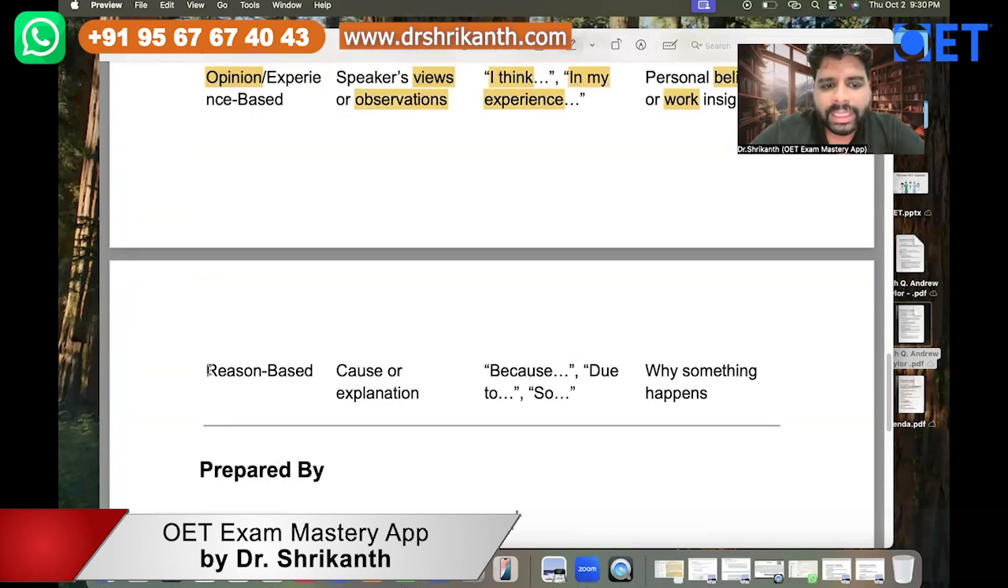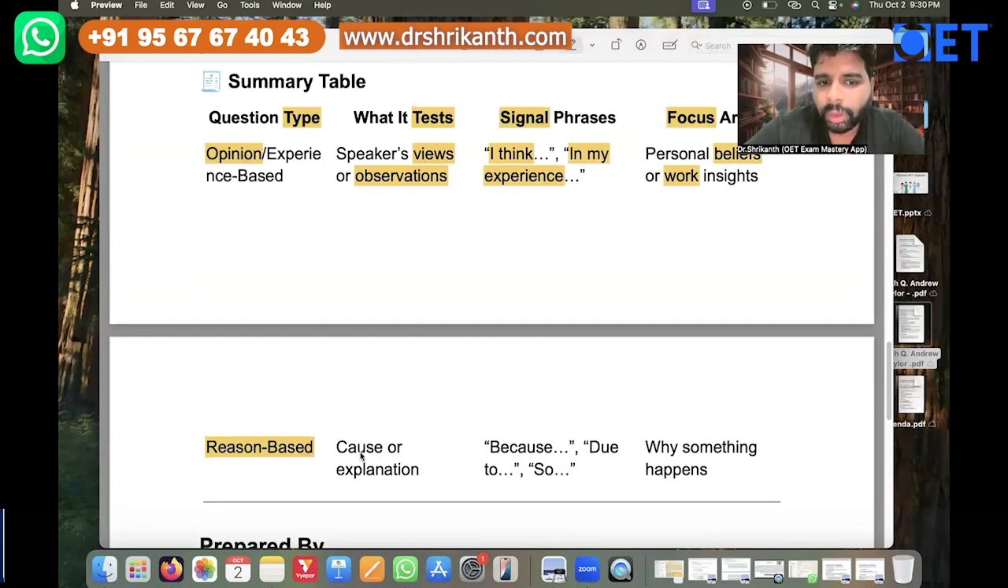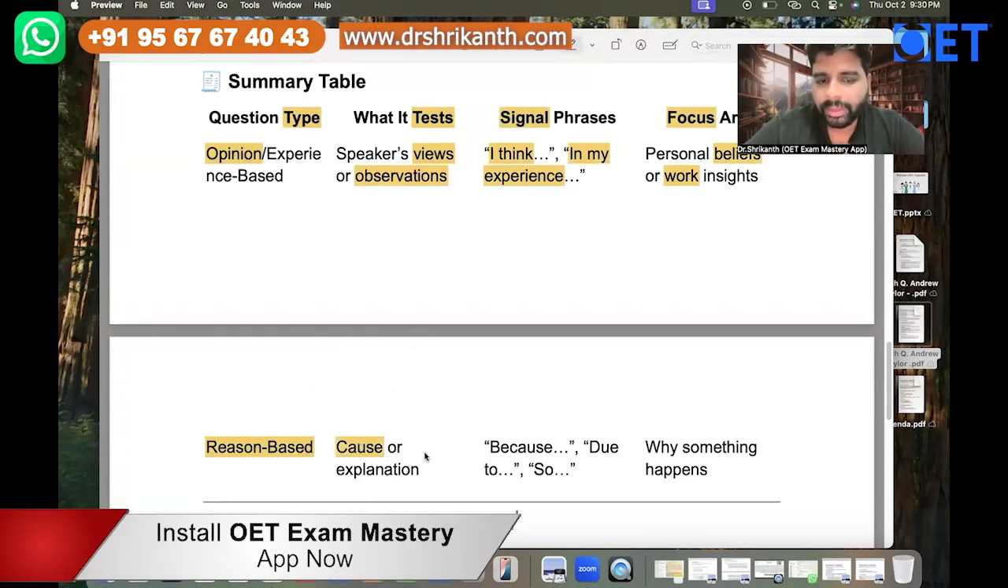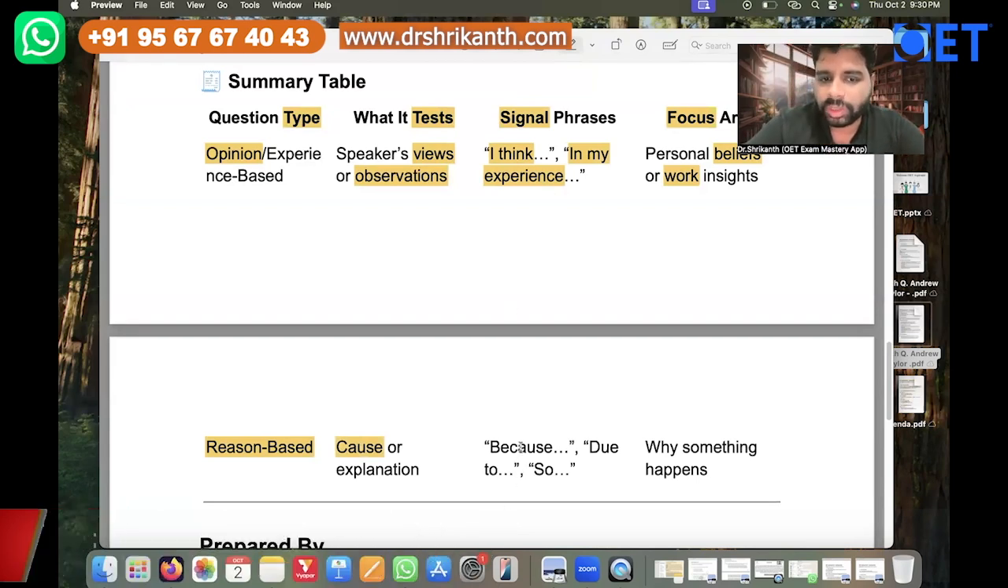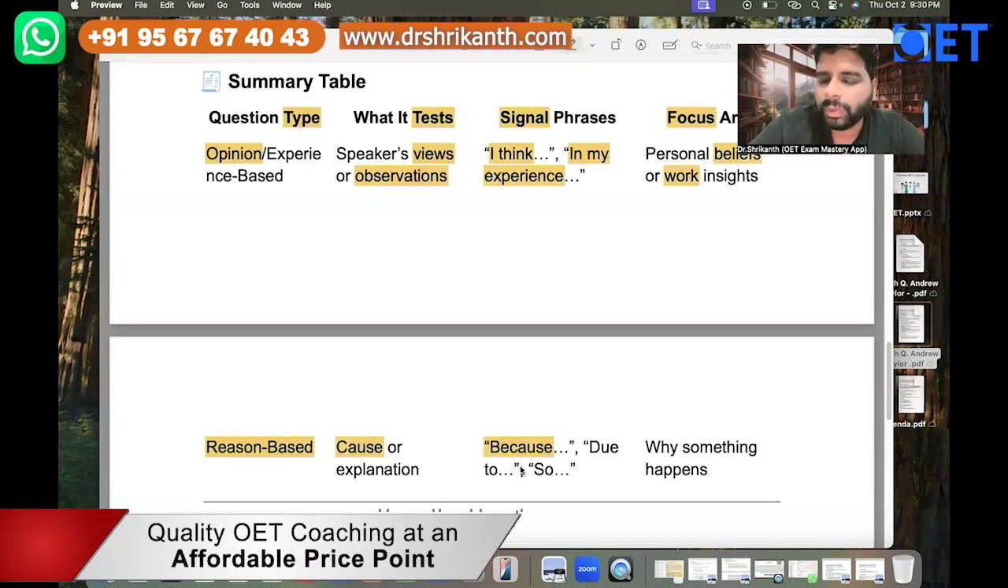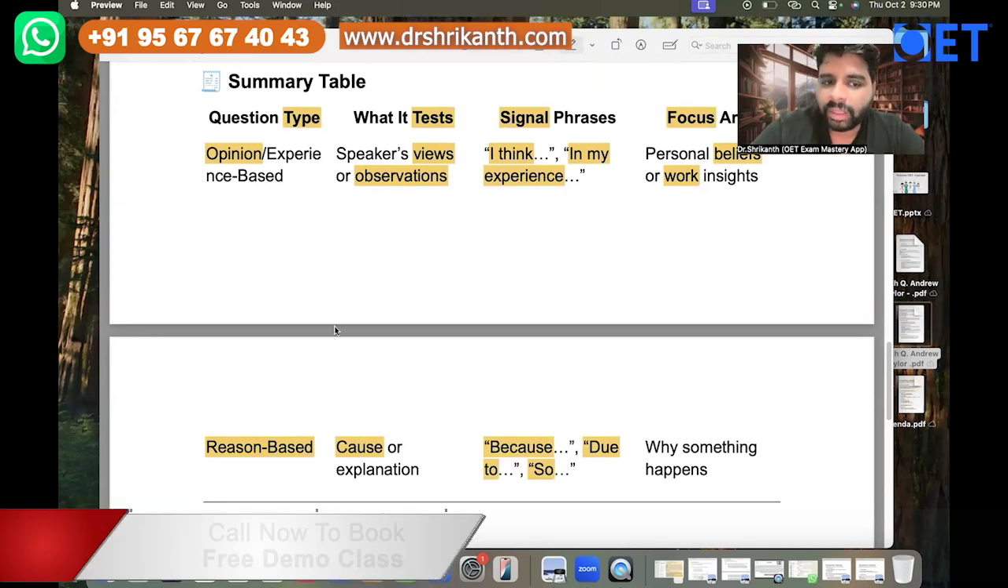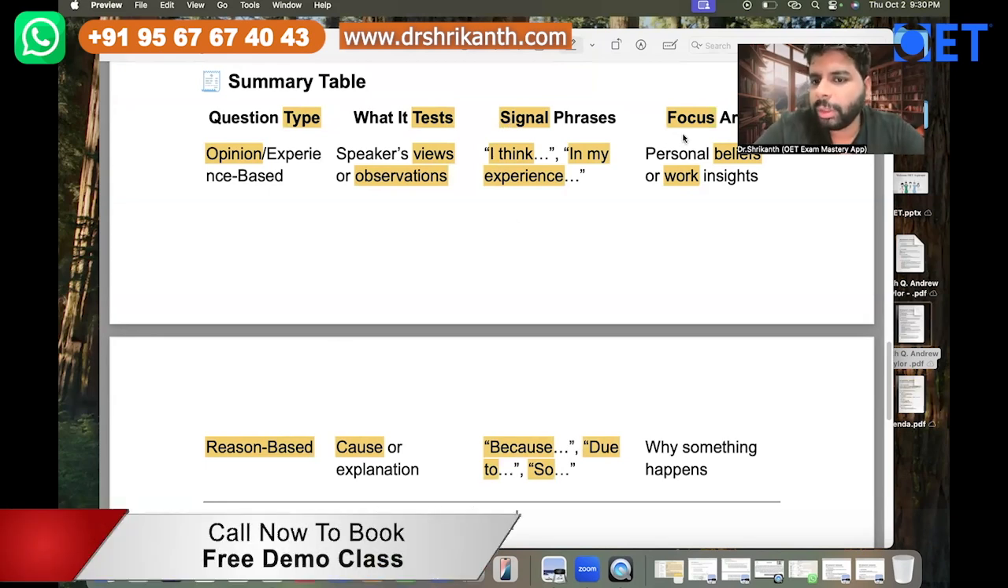If it is a reason-based question, then it is basically asking you to find the cause. Cause and effect is a different topic that I'll try to explain once we deal with the question. Reason means they will use words such as because, due to, so, because of this. These are certain signal words that are related to reason-based questions. Here your focus should be on why something happened. So this is what we'll be discussing today.